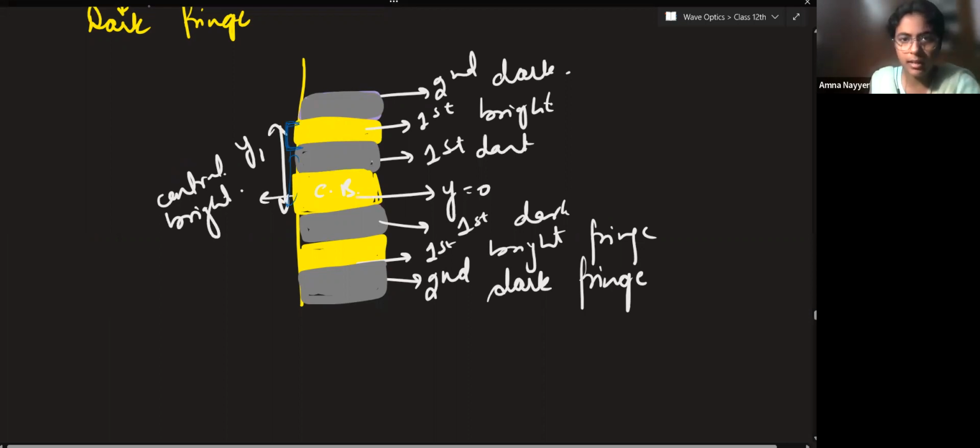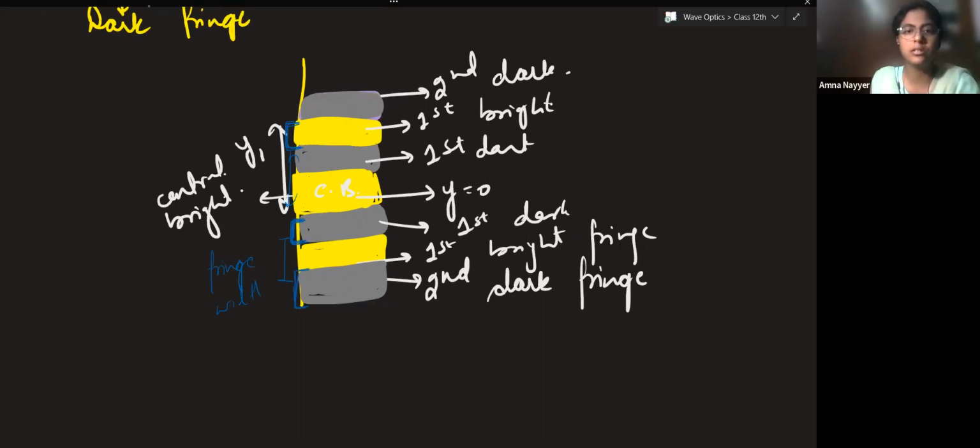This is one bright fringe, or let's talk about the dark fringe. This is the first dark fringe. This is the second dark fringe. So this separation is known as fringe width, the separation between two fringes.